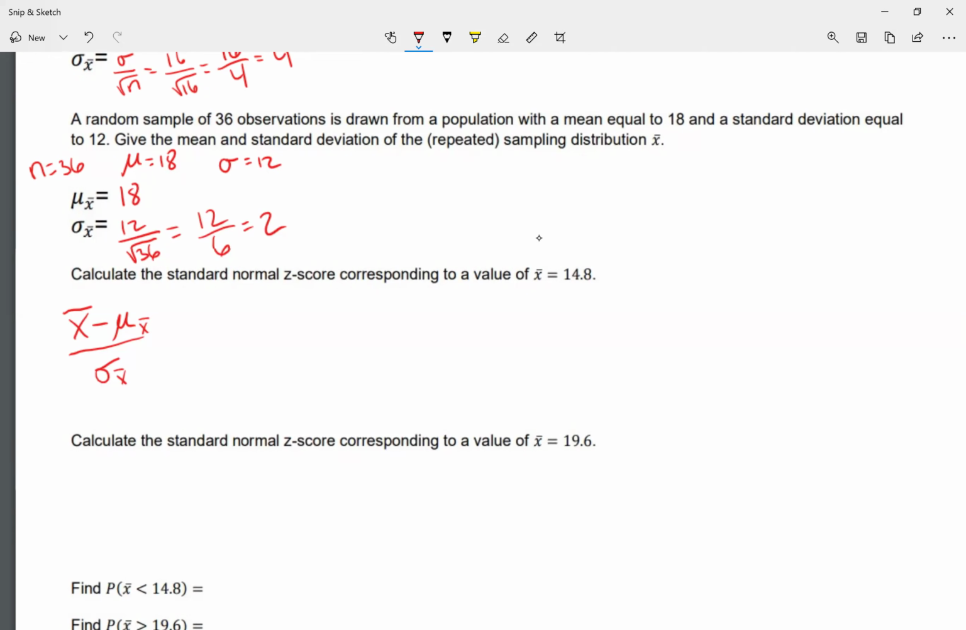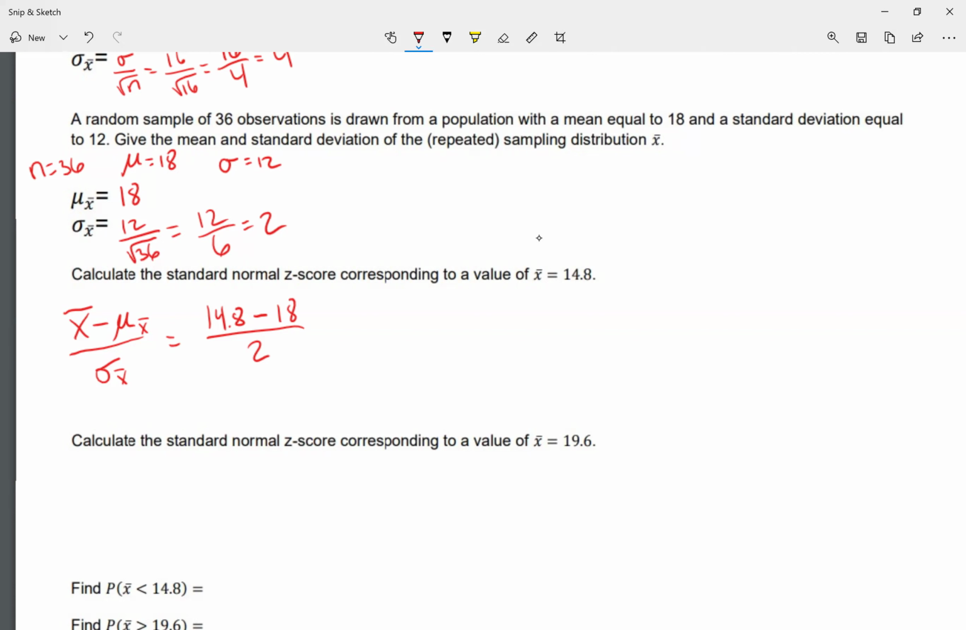All right, so these values are all given. So I'm going to look at this as 14.8 minus 18 over 2. Those values I got from a little above. I got them from up here. You guys see my cursor? I got them from right here. My 14.8 is my X bar. My 18 was the mean of my sample. And my 2 is the standard deviation of my sample.